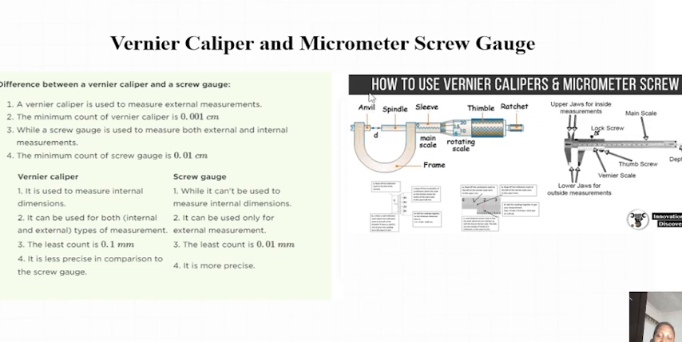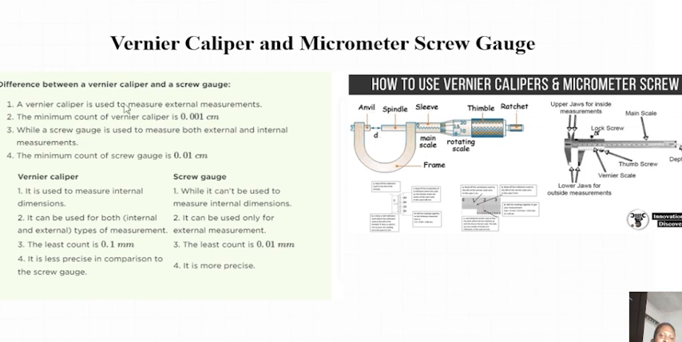I'm going to explain how to read the vernier caliper and the micrometer screw gauge, because they have two readings. They have what is called the vernier scale and the main scale. The addition of the vernier scale reading and the main scale reading is what gives you the measurement of whatever you want to measure. And don't worry, I'm going to get it across.